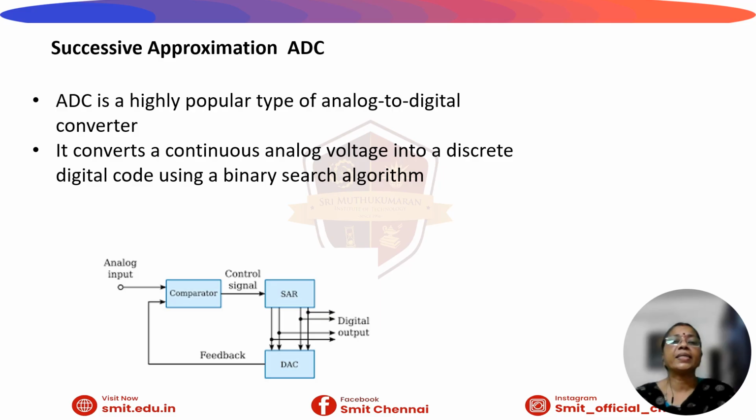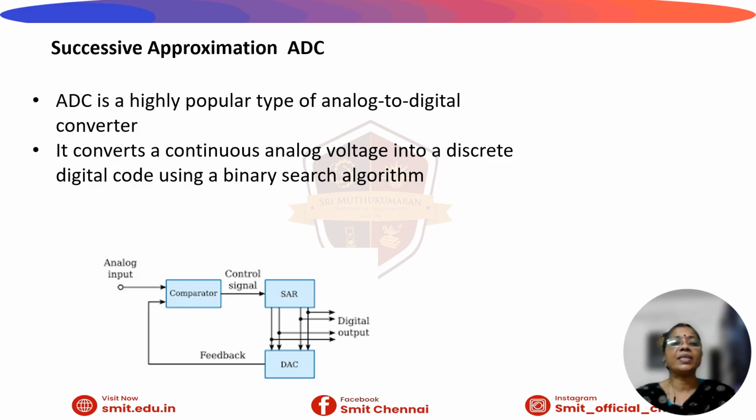Next is the successive approximation A to D converter. It is a highly popular type of A to D converter. It converts the continuous analog voltage into a discrete digital code using a successive approximation register and a DAC. The analog input is compared with the internally generated reference voltage. It tests one bit at a time, starting from the most significant bit to the least significant bit.